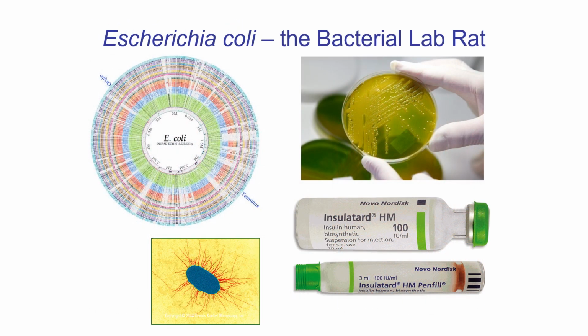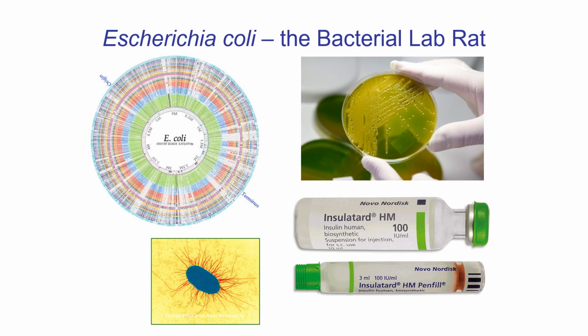Escherichia coli is sometimes referred to as the bacterial lab rat. And what I mean by that is a lot of what we know about bacteria has come from the study of E. coli. We have sequenced the entire genome, and that's what you're seeing on the left there. And we use this bacteria to help us in other endeavors.